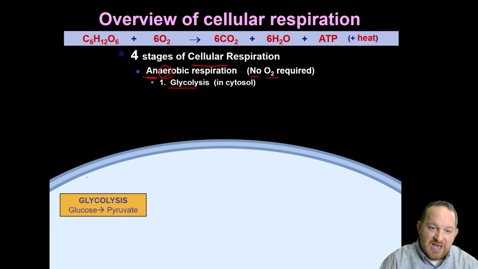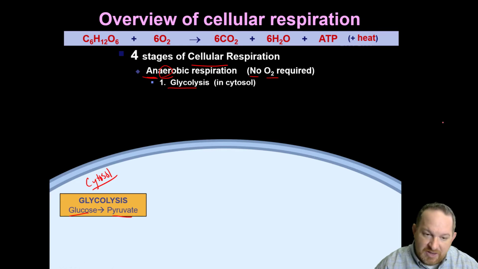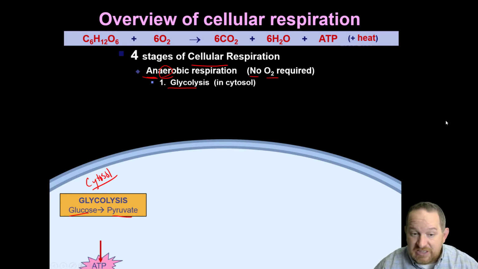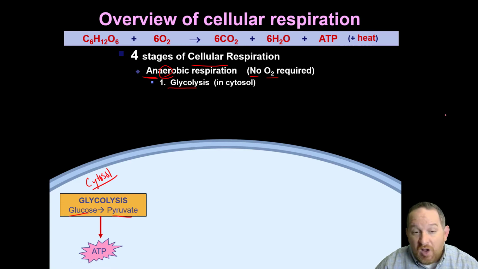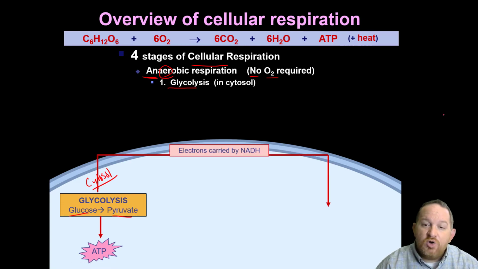Glycolysis occurs in the cytosol. So here's our cell. Here's inside, the cytosol. And notice that glycolysis just takes glucose and breaks it down to pyruvate. In that process, we're going to make a little ATP, a little energy. We also, in that process, are going to reduce NAD and turn it into NADH.